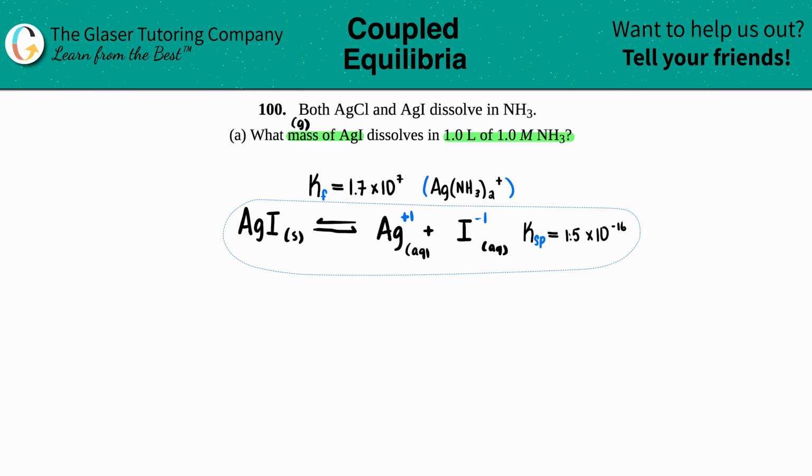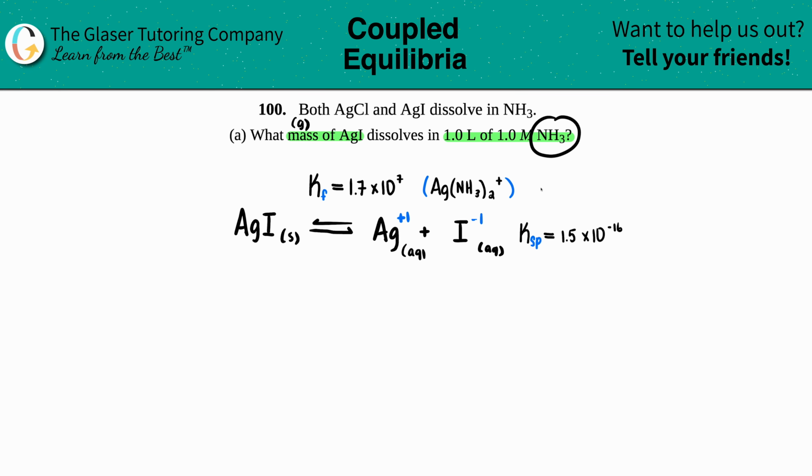Okay, but now I know that I'm in NH3. So we're also going to be forming another substance, right? If I have Ag plus and I minus, Ag plus will react and form a complex ion with NH3. So I also went to the back of the book to find the formation constant, the Kf, of Ag(NH3)2 plus. I knew this was the complex ion because that was the only one in the back that had silver and ammonia. So let's write that out.